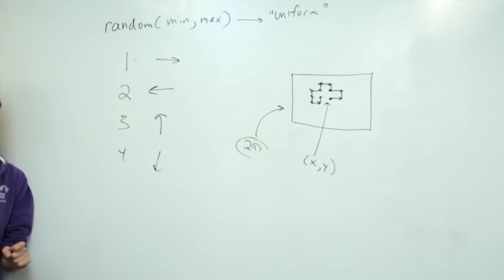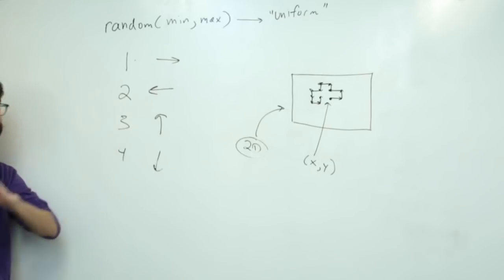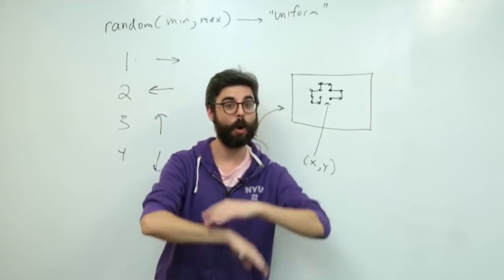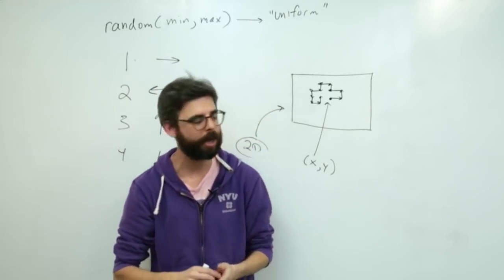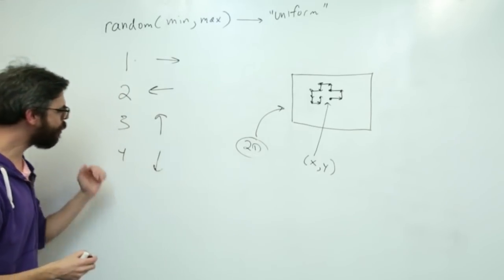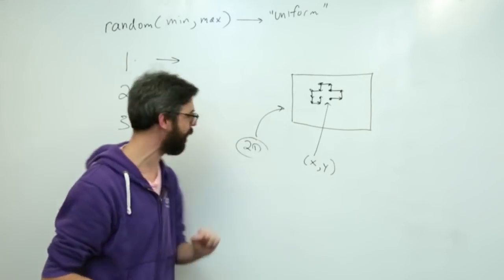meaning you have the same likelihood of picking the number 1 as you have of picking the number 3, the number 4, or the number 2. And one thing I really want to look at as part of this little series about random walks is what happens when I want a different distribution. What if I want to move down more often than I want to move up?